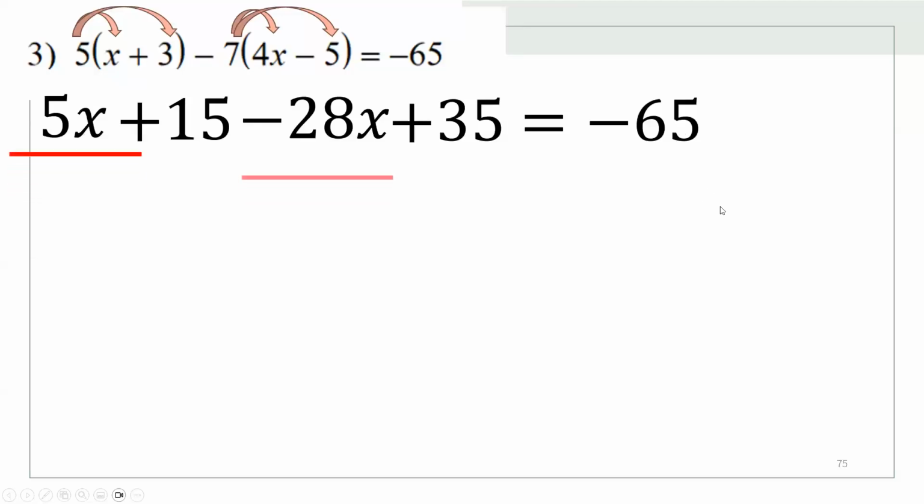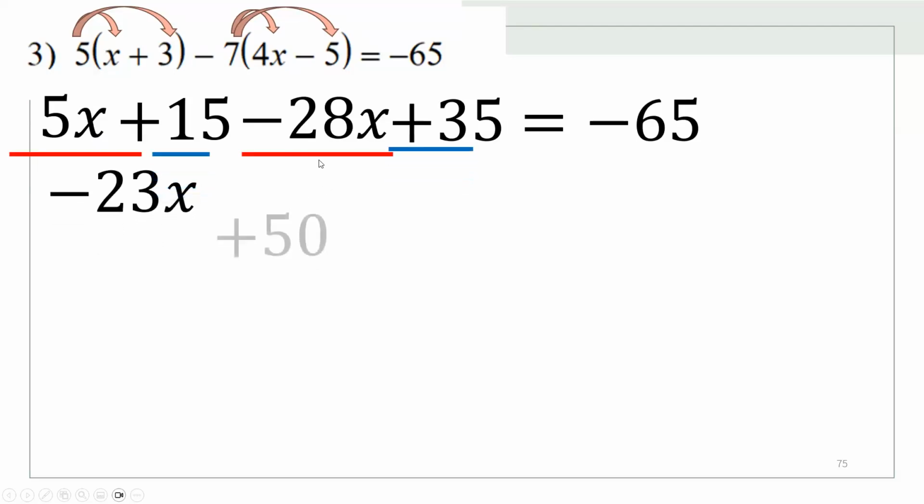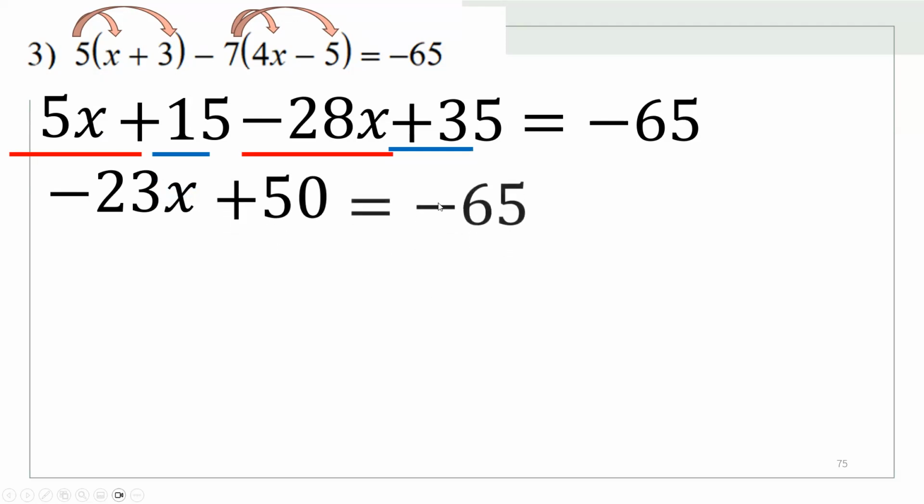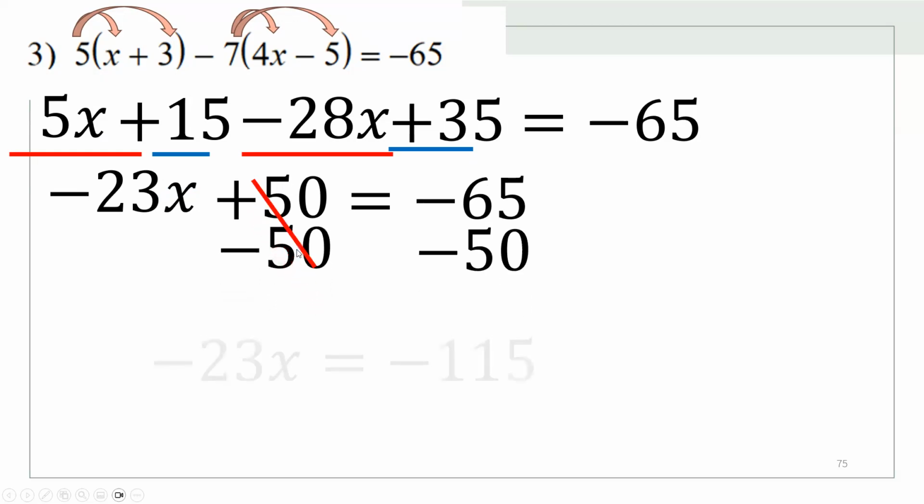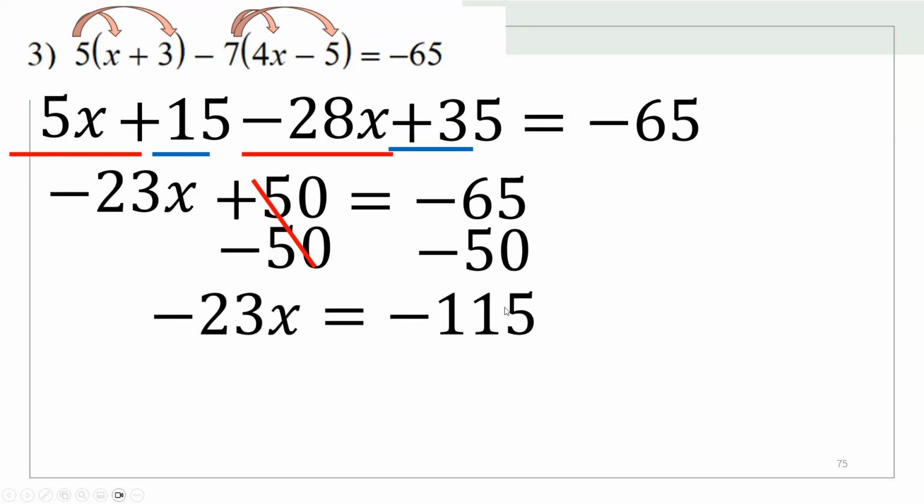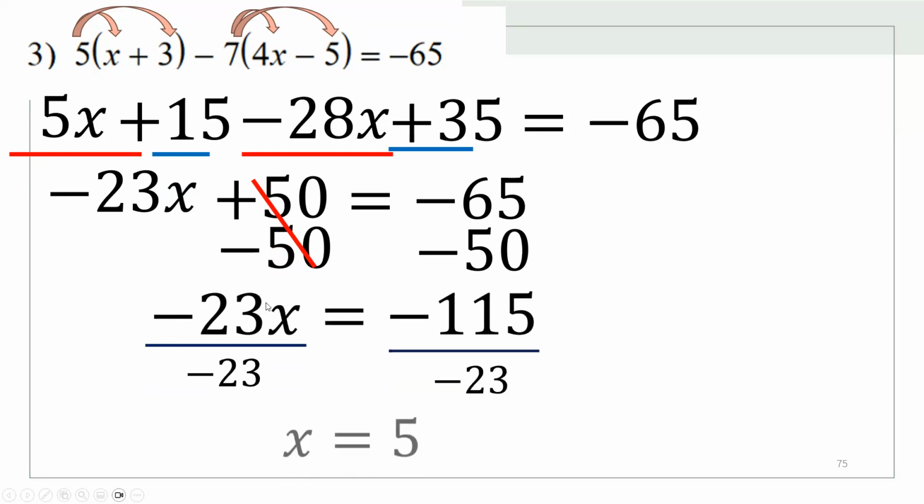Combining like terms. Oh boy, we have a negative. That's okay. 5 minus 28 gets you -23x. 15 plus 35, you end up with 50. And that equals -65. All right, next move, we're going to subtract 50 from both sides, giving us -115. We're going to divide everything by -23, and we end up with x equals 5.